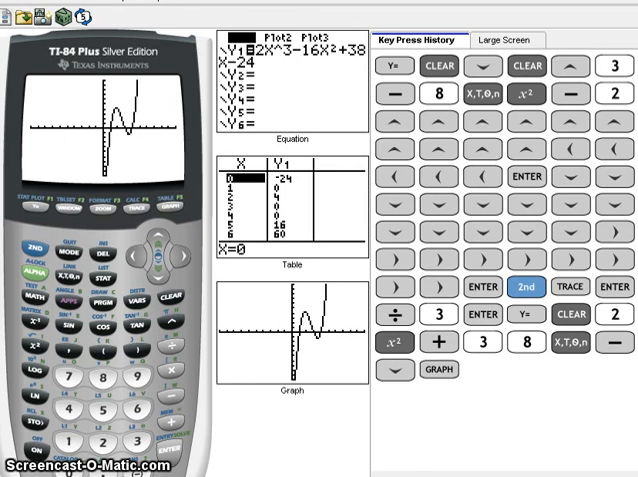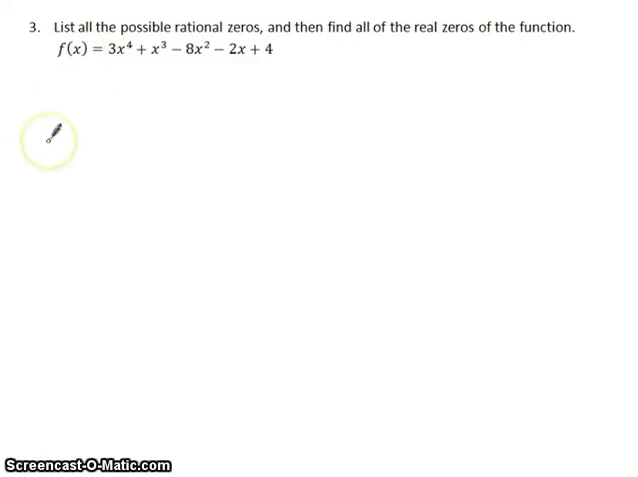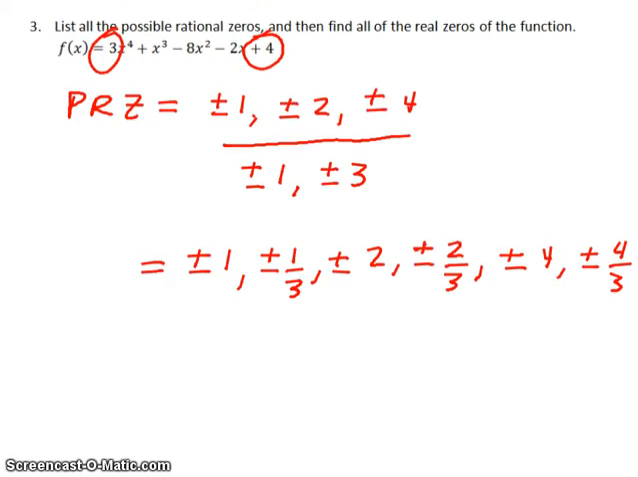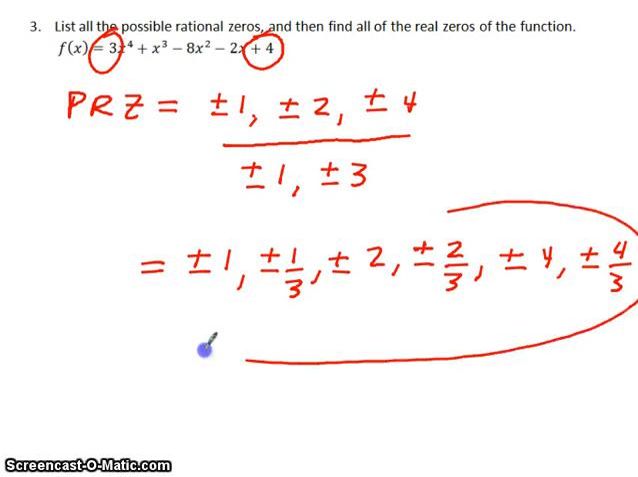Okay, let's move on to the next problem. We want to list all of our possible rational zeros and find all the real zeros of the function. So that means that we're going to list all of our factors of 4 and divide them by our factors of 3 to get a list of our possible rational zeros. So here we have our possible rational zeros all down below here.